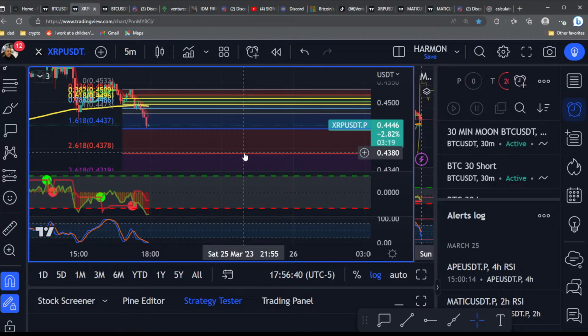Can you move the phone? Yeah, I can move the phone. There you go.